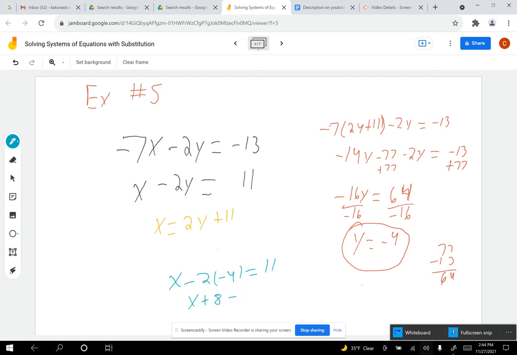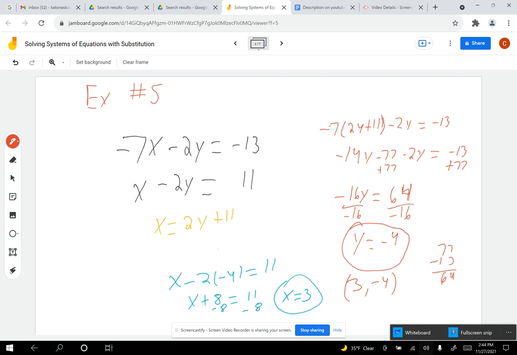x plus 8 equals 11. Then we're going to subtract 8 from both sides. Subtract 8 from both sides. x equals 3. So now our ordered pair would look like (3, negative 4).